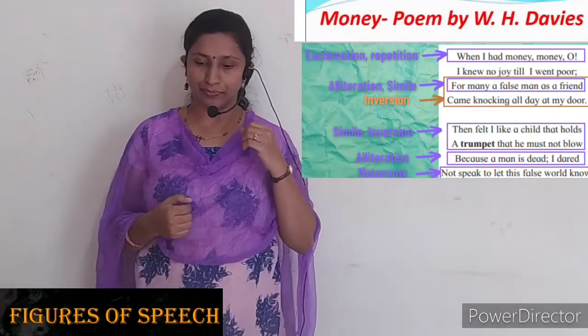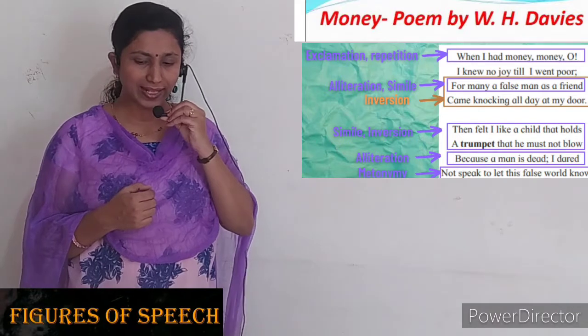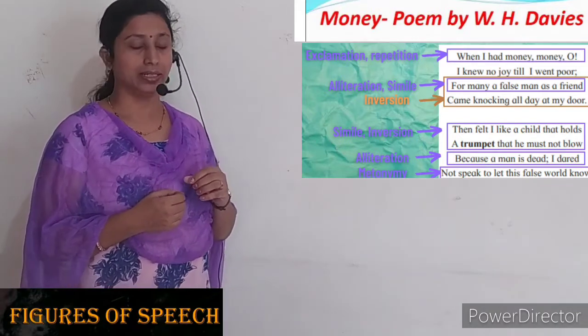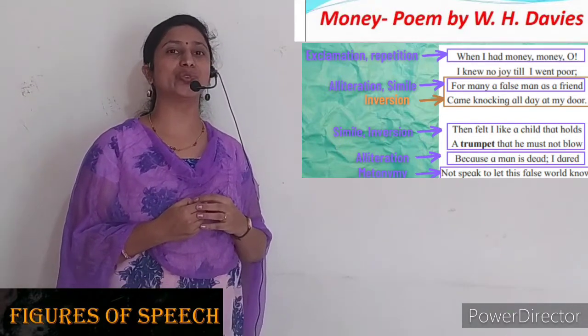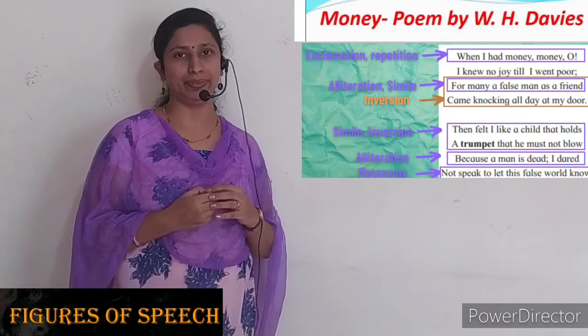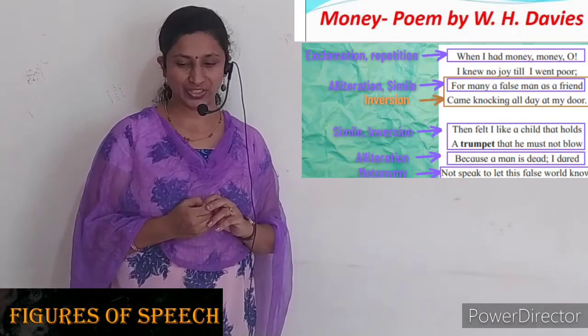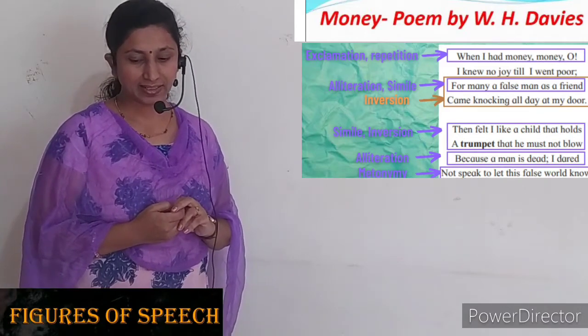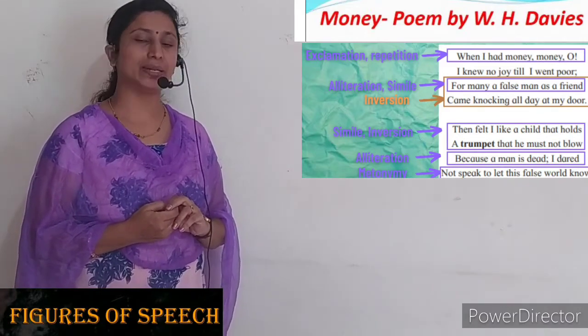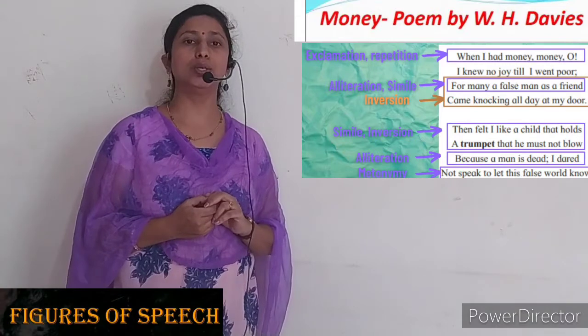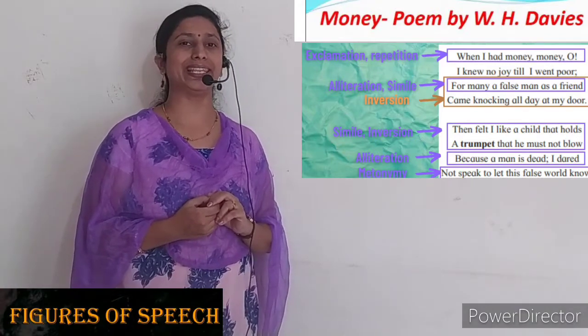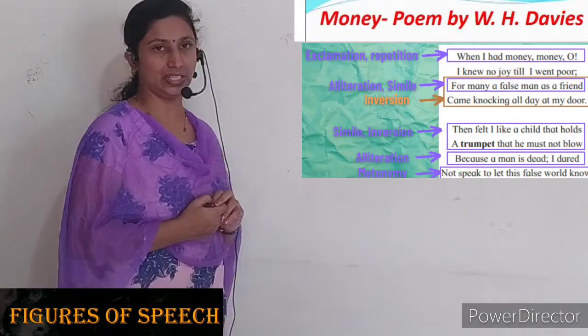Now the next line. For many a false man as a friend. Now in this line, false friend, the sound F has repeated. That's why it is an example of alliteration. Now the next, came knocking all day at my door. Day, door. The sound has repeated. That's why it is an example of alliteration.